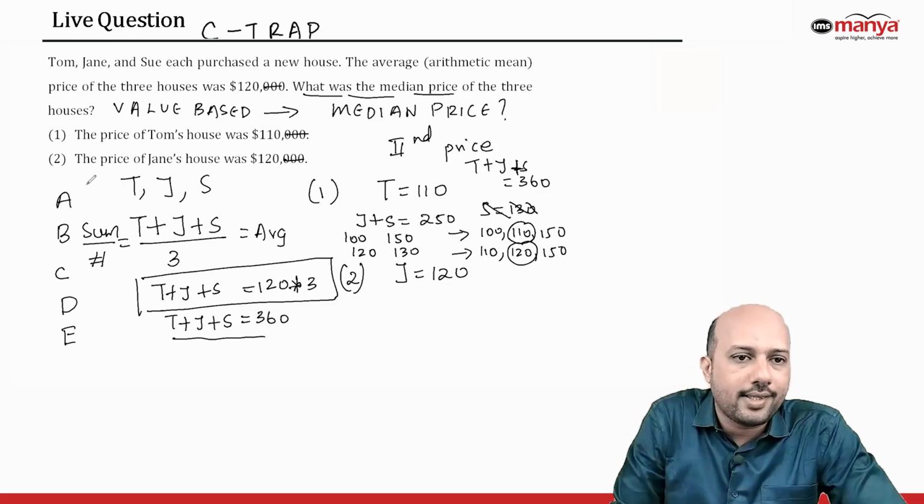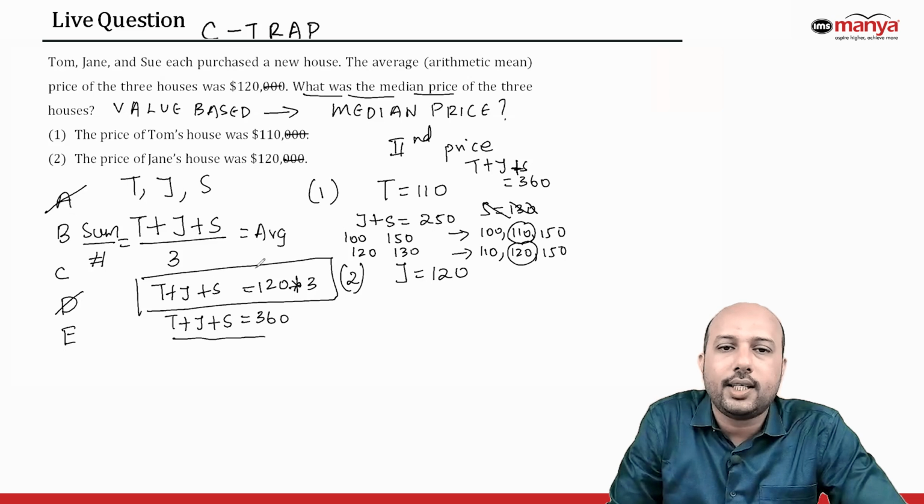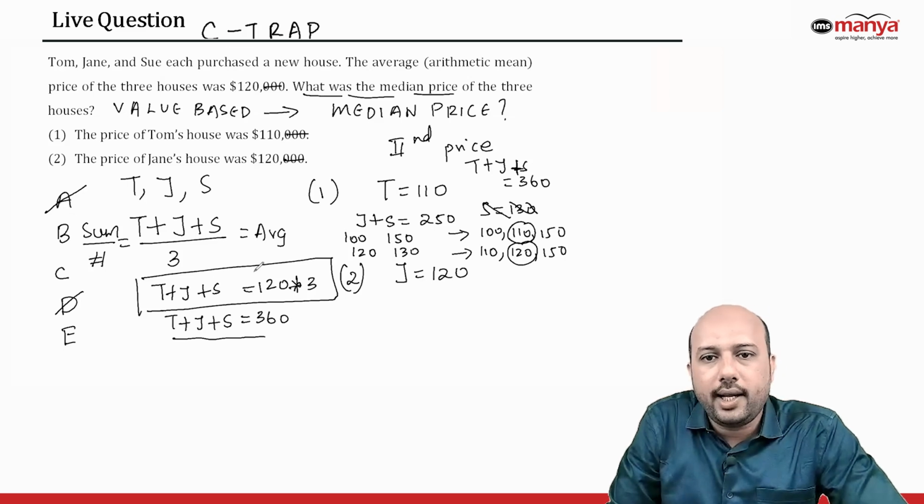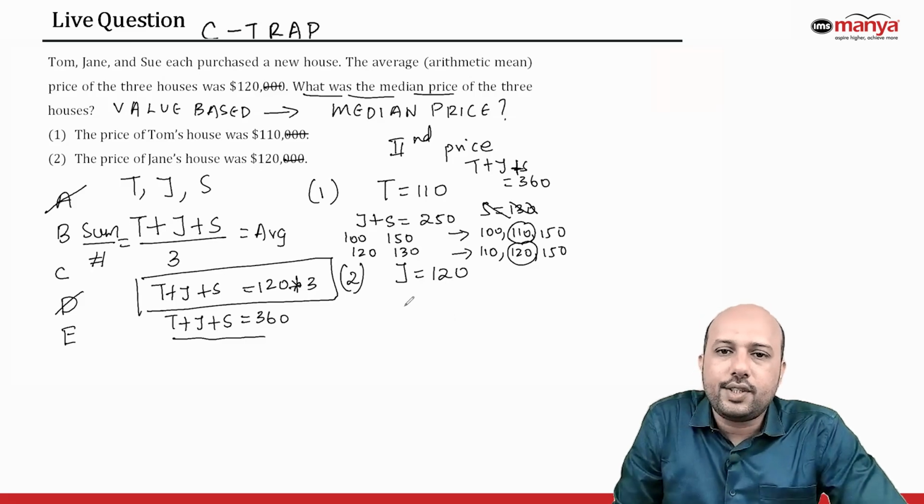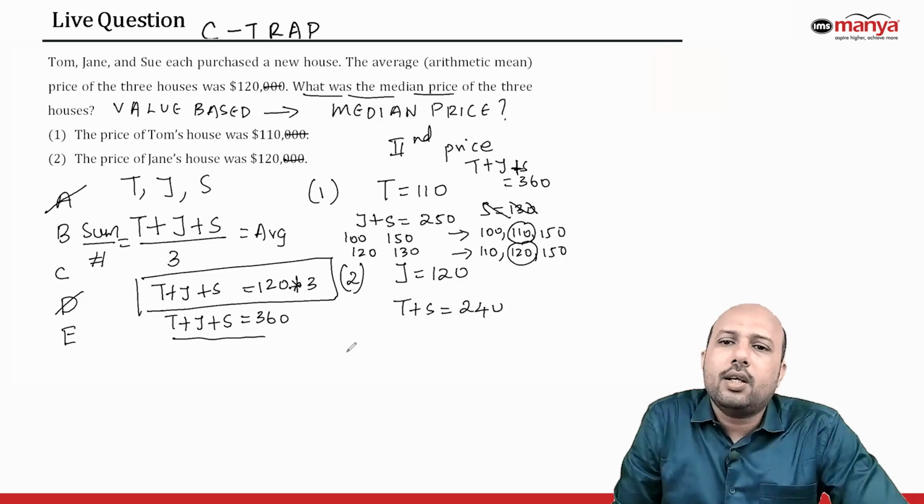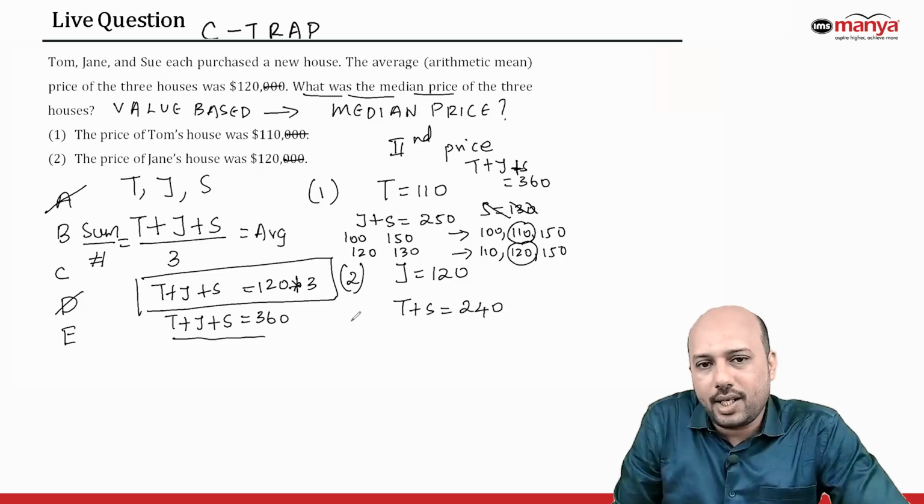We can strike off answer choices A and D. We know that it is now the BCE approach, A and D are out. Now the second statement, J is equal to 120. If J is 120, then we do know that T plus S is equal to 240.